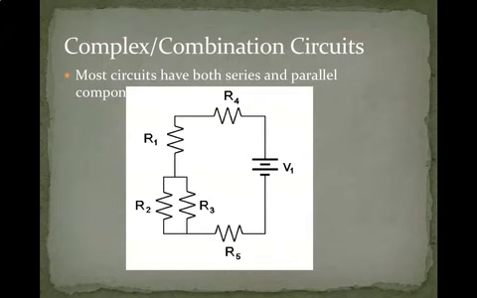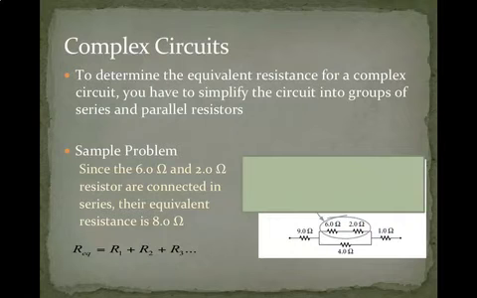In complex or combination circuits, as they're sometimes called, there's a combination of series and parallel components, and most circuits have that. Like in the diagram, R2 and R3 are in parallel and everything else is in series. To determine the equivalent resistance for a complex circuit, you have to simplify it step by step. This is stuff you already know how to do, but it's just putting it into lots of steps back to back. So what we want to find is the equivalent resistance in this circuit.